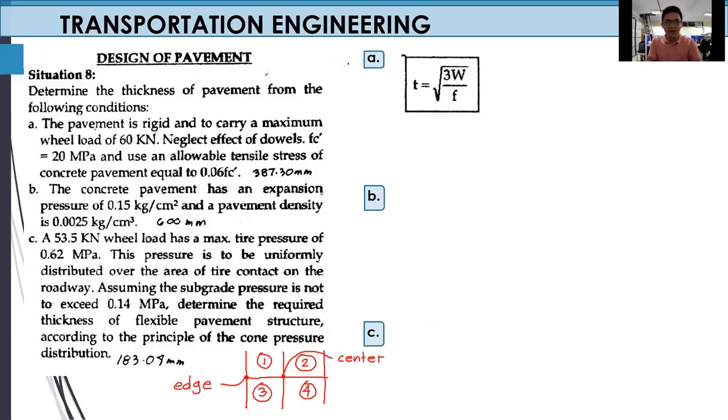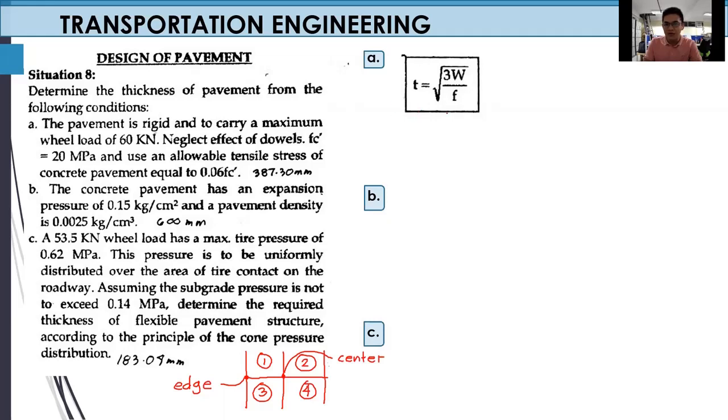Okay, so let's proceed. The first condition is the pavement is rigid and carries a maximum wheel load of 60 kilonewton. We need to neglect the effect of dowels, so the f'c of the dowels or the reinforcing bars is 20 megapascal, and use an allowable tensile stress of concrete pavement equal to 2.06 f'c. We need to determine the thickness for condition number 1.